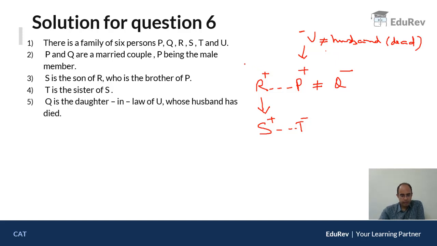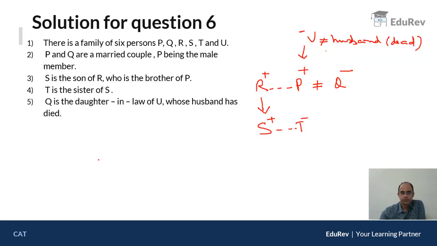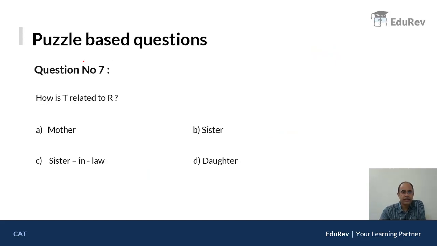Now, the question says, how is U related to P? The U is the mother of P. Hence, U is the mother of P, which is option A. Therefore, option A is the correct answer. Hope guys you understood how to make the family tree. Now, the rest of the questions you can solve very easily.